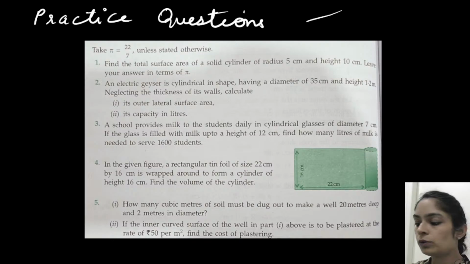So 5 questions only I am giving you. I am not giving you any more questions. Only 5 questions, because in this exercise 23 questions were there. Most of the questions I have done along with you. So you should not find any problem now. So right circular cylinder we have finished. The next topic which we are going to start is right circular cone.